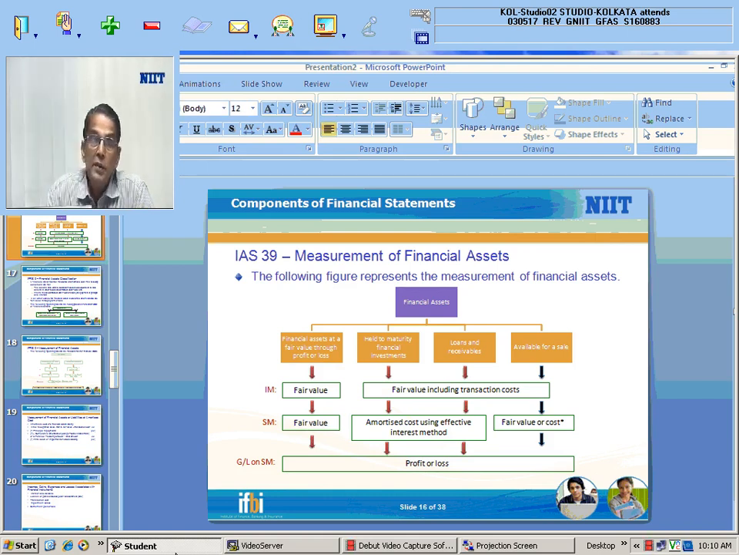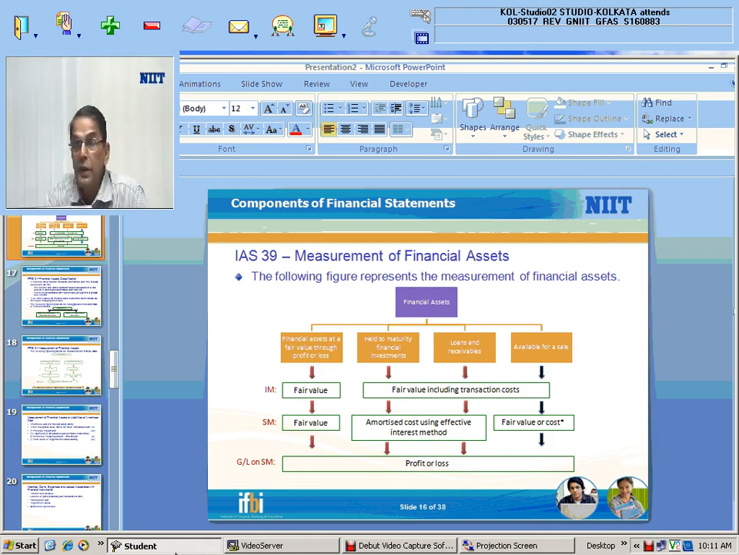If there is a difference between the initial measurement and subsequent measurement, supposing the company purchases some financial assets at fair value through profit and loss on 1st of October, they measure it at some initial value, whatever is the fair value at that point of time, and subsequently on 31st December, on the reporting date, it will be remeasured using the fair value prevailing on 31st December. The difference between the initial and the subsequent measurement will be expensed or transferred to the profit and loss account.